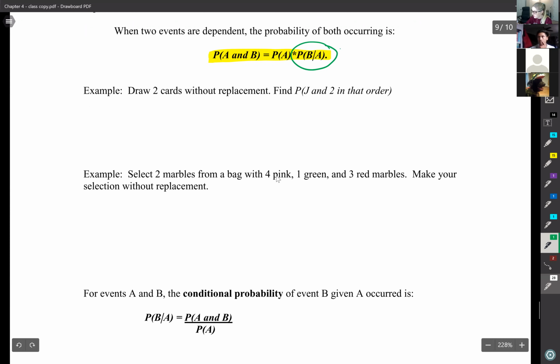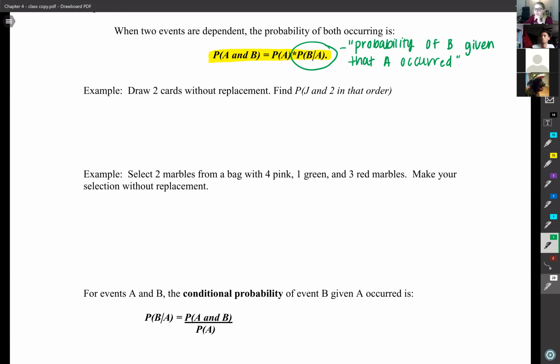But I'm going to just write up here, this is the probability of B given that A occurred. There we go. Okay, so that's what that little symbol and notation means.